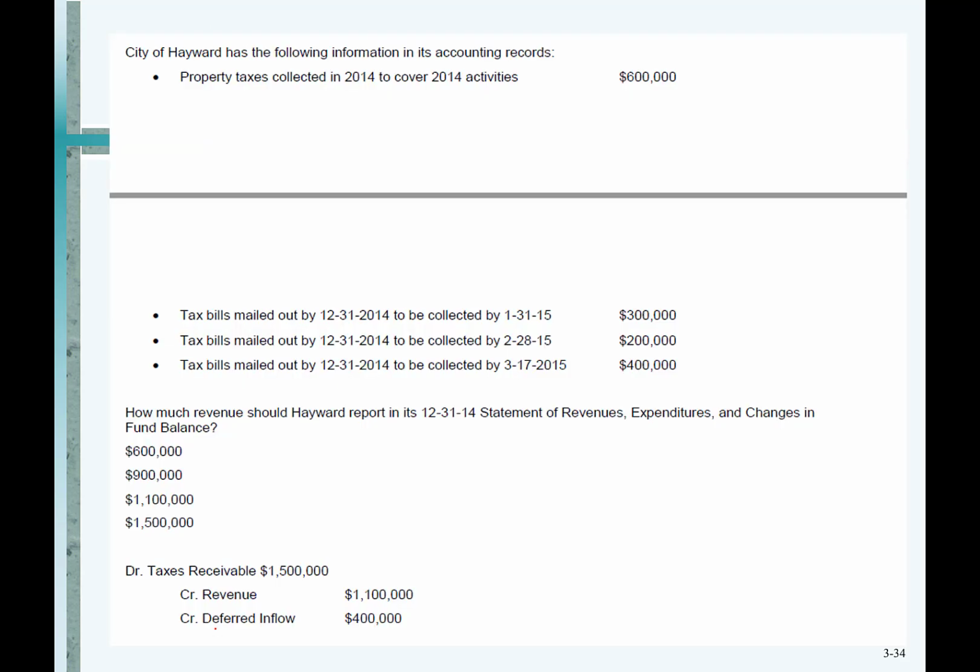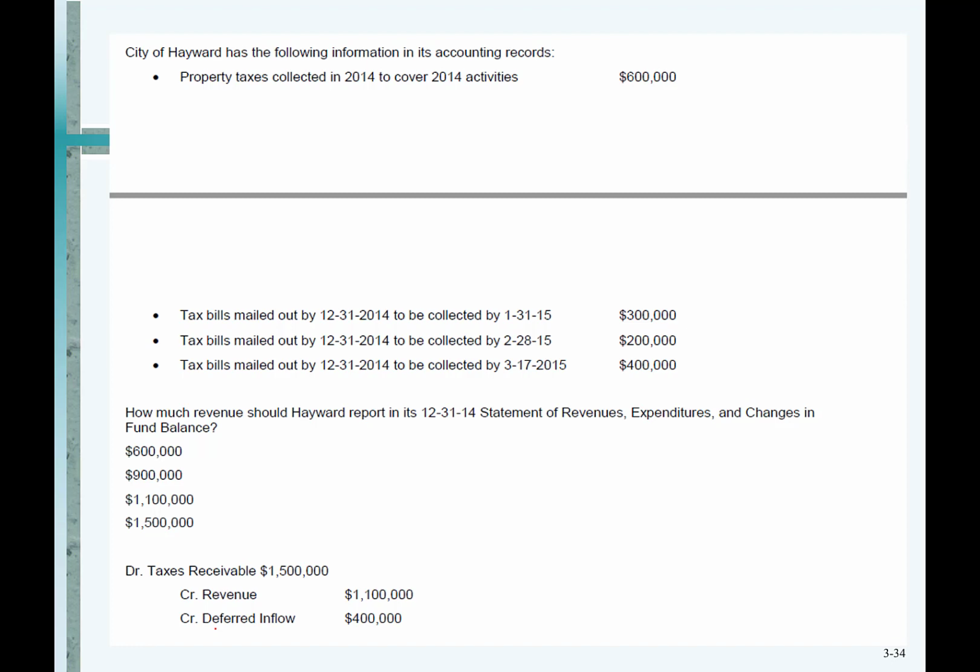Okay, so let's just look at this example here. City of Hayward has the following information in its accounting records. Property taxes collected in 2014 to cover 2014 activities. So I've collected 600,000. I mail out tax bills 12/31/2014 to be collected in 1/31/15. Am I within 60 days on this? I'm within 60 days, and so I'm going to include that as the revenue.